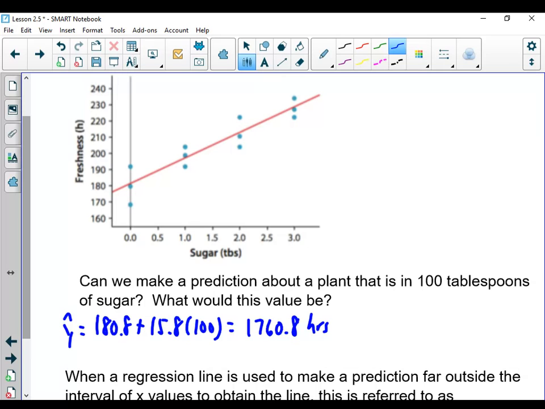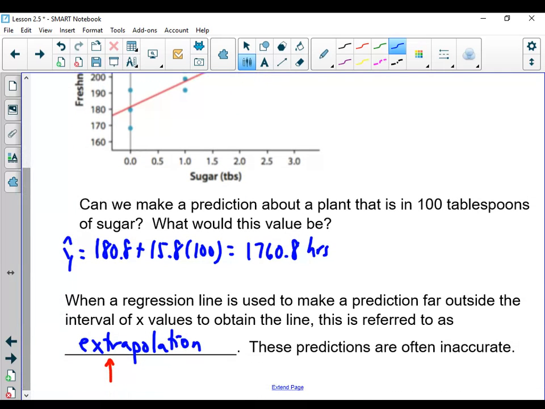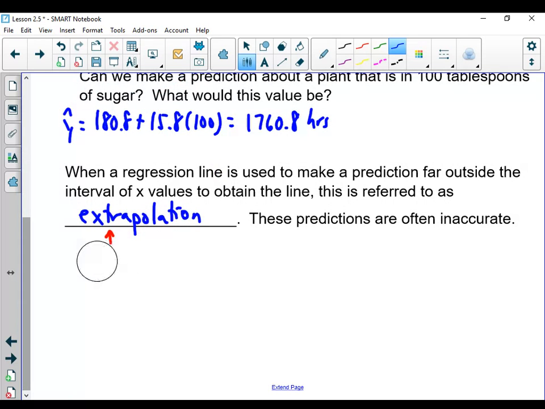Okay, so anytime I'm asked to make a prediction, we've got to stay within the bounds of the original graph, or the original data that we had. So we want to make sure that we don't use what's called extrapolation. Because when you make a prediction far outside of that interval of your X values, you usually get some inaccurate predictions. And that's what's called extrapolation.